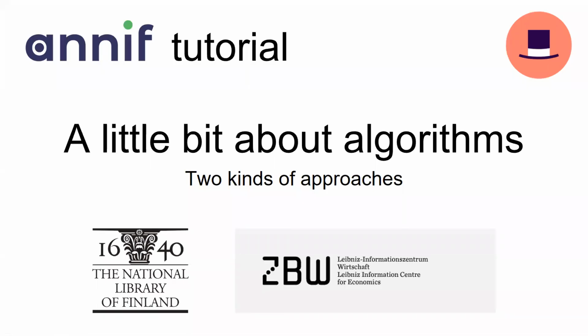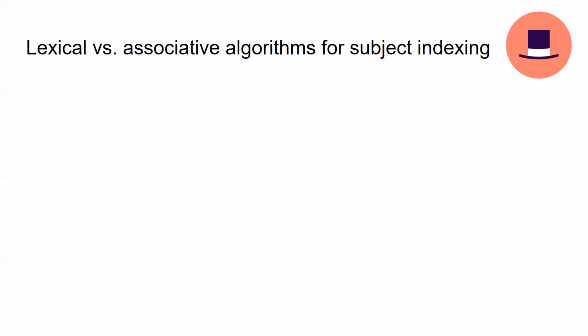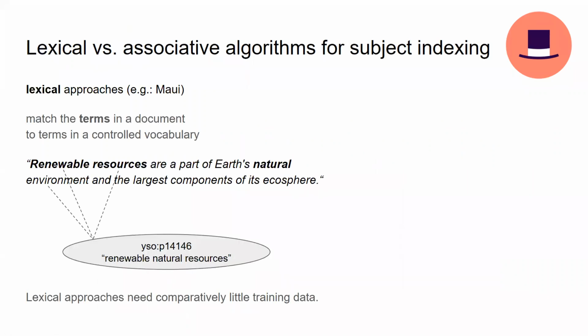Welcome to this Annif tutorial video, which presents some basic notions about the algorithms that can be used in Annif. One major distinction that we need in order to classify these algorithms into categories is the one between lexical and associative approaches. Lexical approaches use information from the underlying controlled vocabulary in order to identify terms in the document that match concepts in the vocabulary, and then use various text features such as TF-IDF, position of first occurrence, and length in order to identify the concepts that best represent the content of this document.